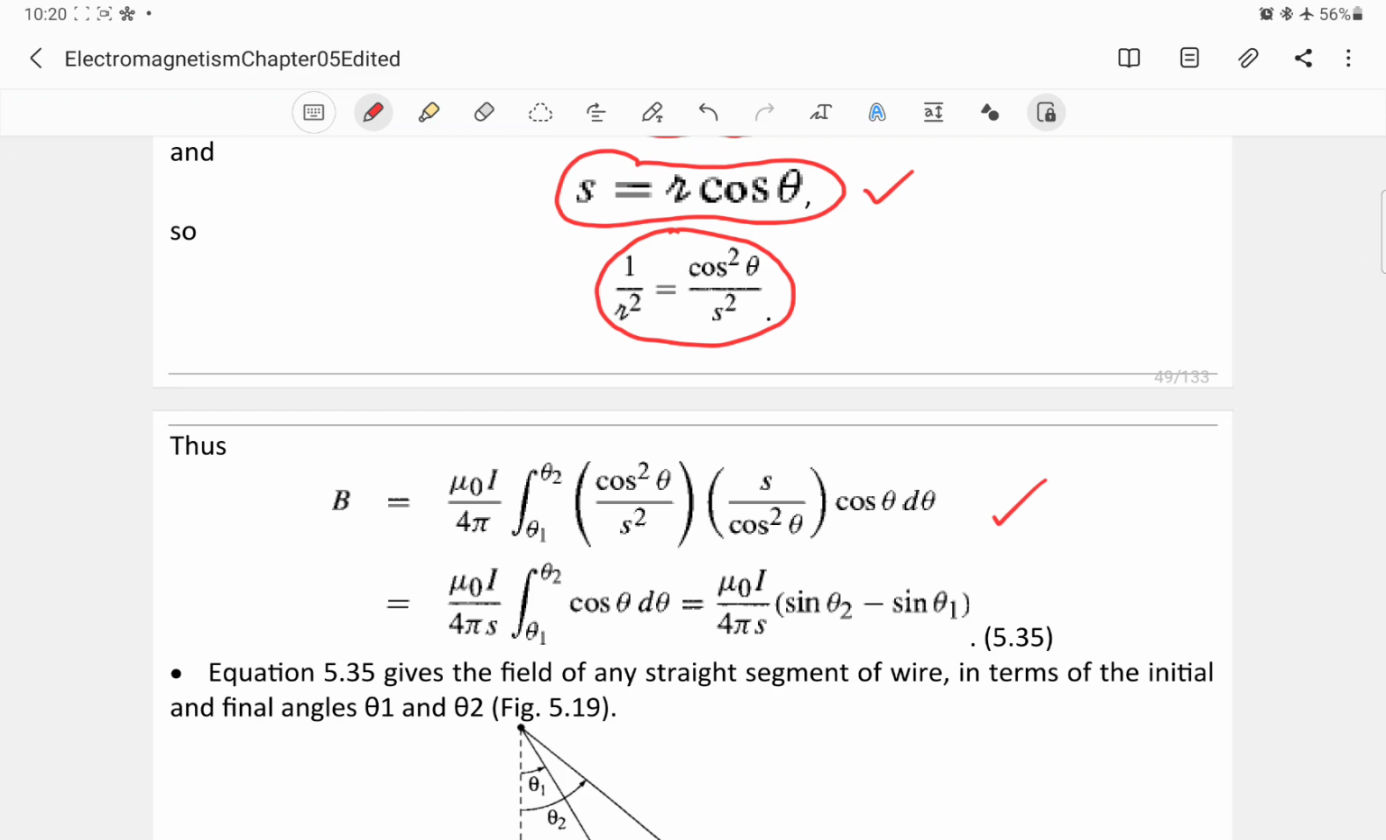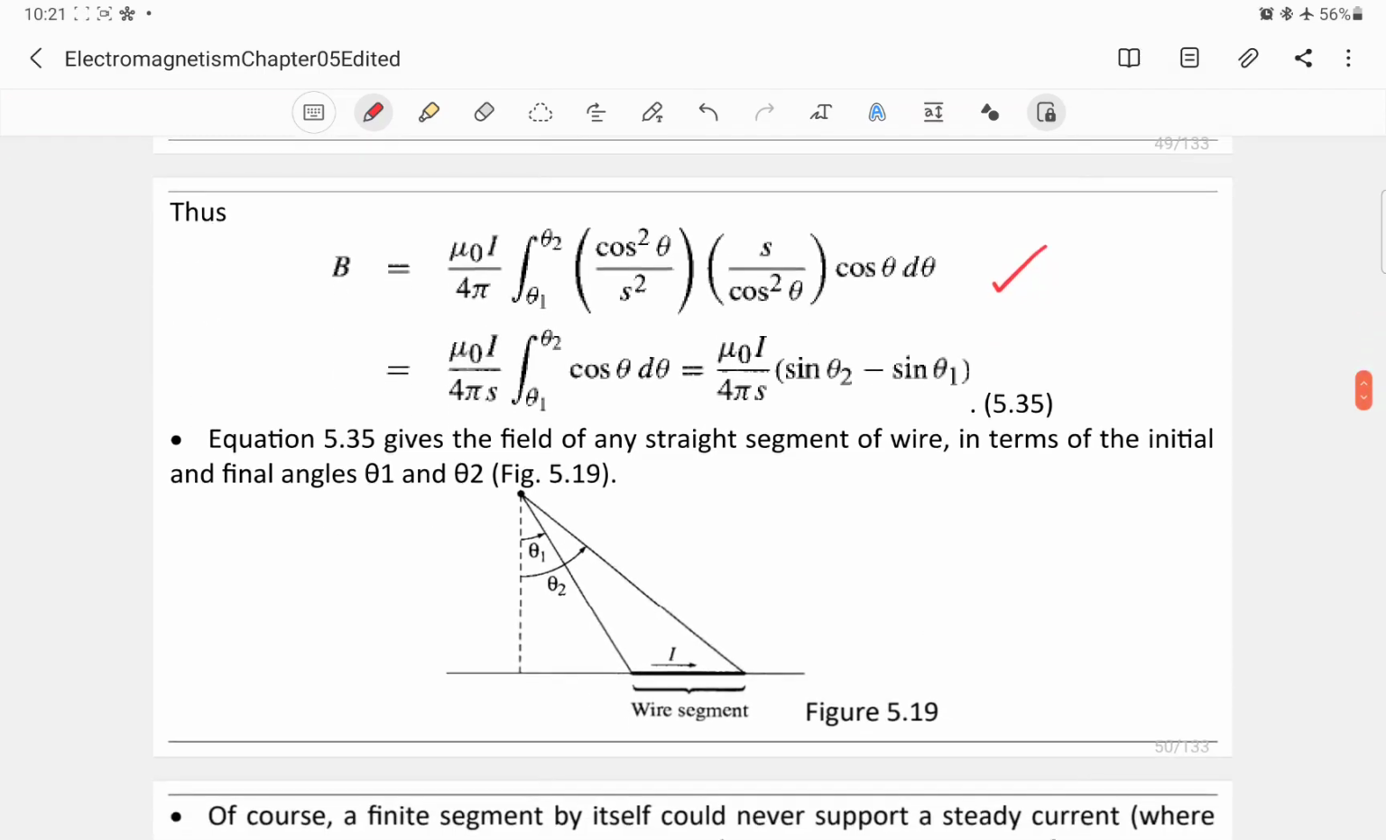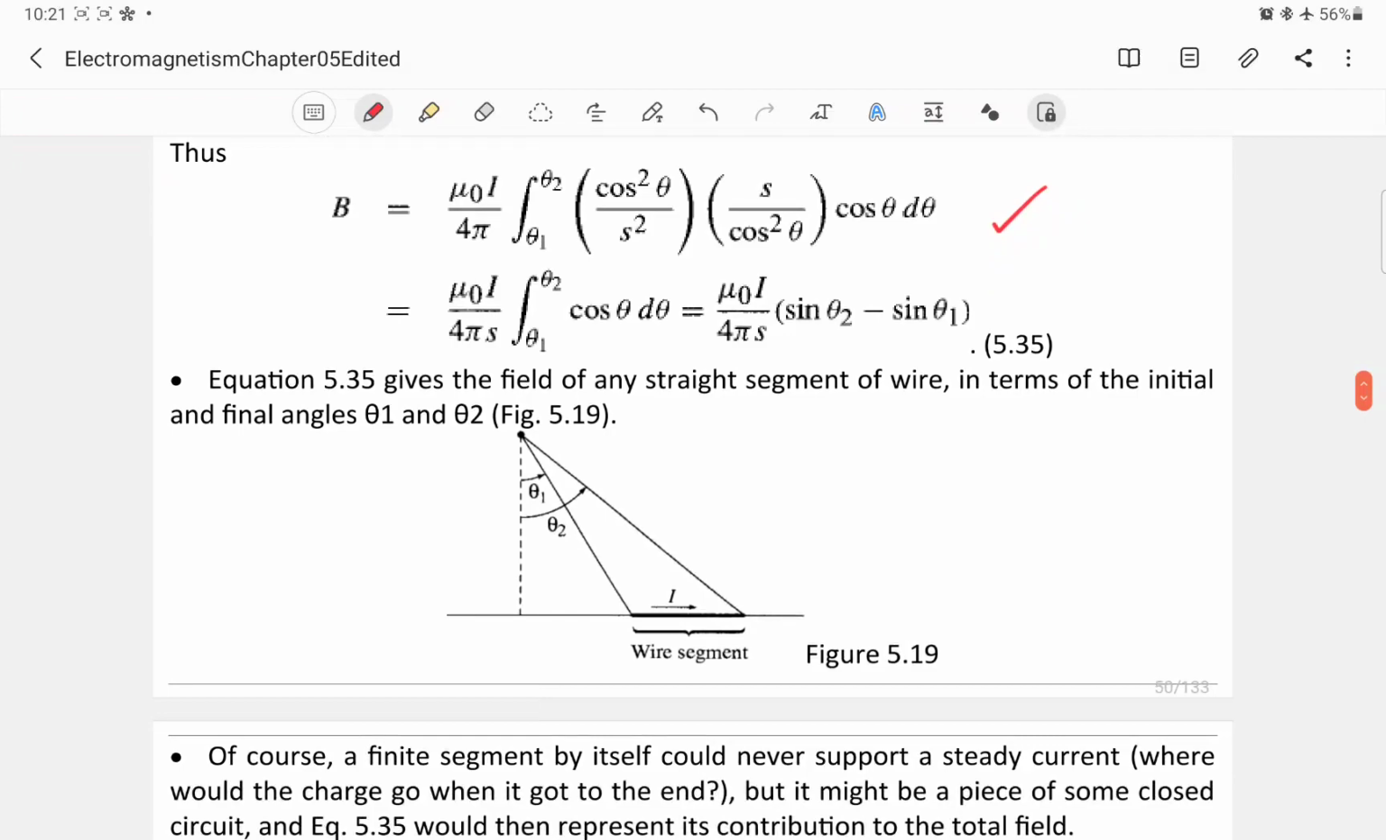So for a wire segment, this is the magnetic field produced by this segment here. So how about when the wire is very long? What happens when the wire is very long? Then what happens to your theta?